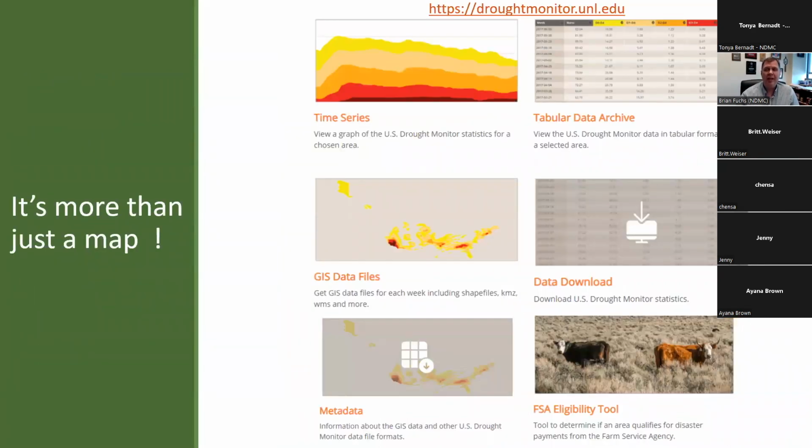And it's more than just the map. If you go to the Drought Monitor website, you will see that there's all sorts of data that go all the way back to the beginning of the map. So all the way back to 2000, you can get different time series and data, GIS files. If you like to work in GIS, there's data downloads and everything else that you see. There's actually an FSA eligibility tool for those that get questions about the livestock forage production program. You can go in there, put in your local grazing dates or your grazing period, and it will tell you your eligibility based on the different levels of that one LFP program.